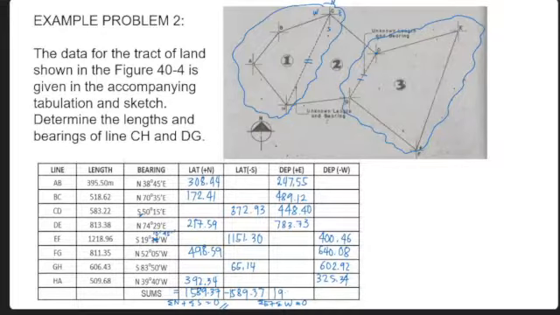So, positive 1968.8. So, this also should be negative. So, 14, 0, 2, 6, 15, 18, 8, 6, 10, 19. Okay. So, 0, 0. So, therefore, our traverse is balanced. So, we can now proceed to our dividing lines or our CH and DG.